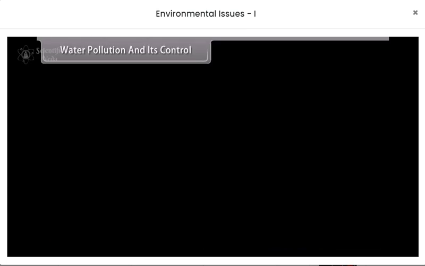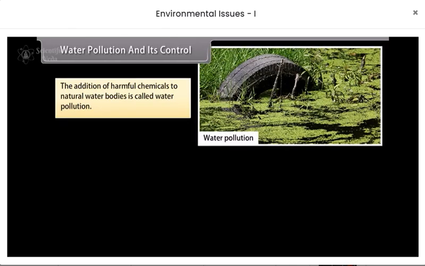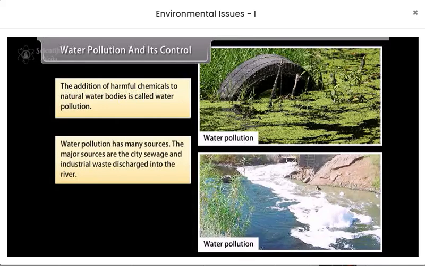Water pollution and its control. The addition of harmful chemicals to natural water bodies is called water pollution. Water pollution has many sources. The major sources are the city sewage and industrial waste discharged into the river.